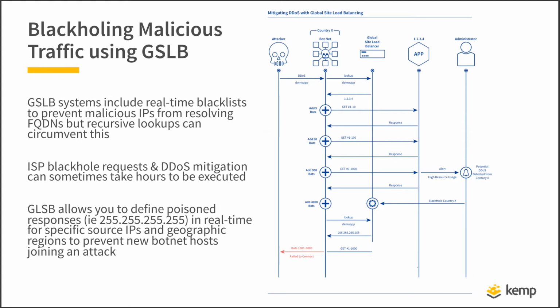So one of the things that you can set up with GSLB is to return a poisoned response. So basically a response that is not valid, and in particular the broadcast IP is effective. Obviously you don't want to give back someone else's IP and just deflect the attack to someone else, but you can give this poison response, and as new nodes try to join in the attack, and as they try to look up that namespace, they won't be able to resolve the IP address and attack. So let's just break down some of those details and talk about them a little bit more specifically.